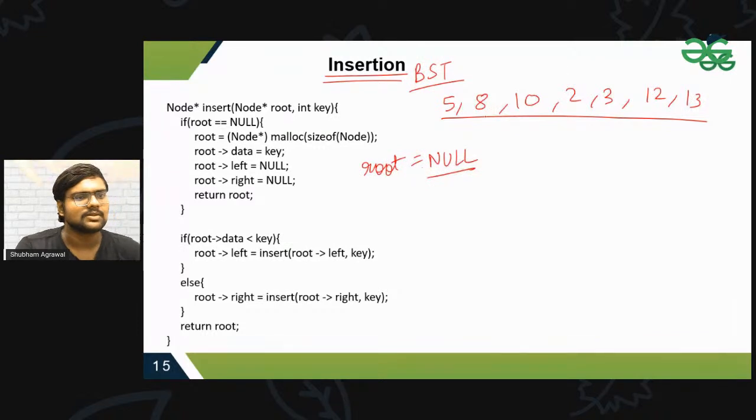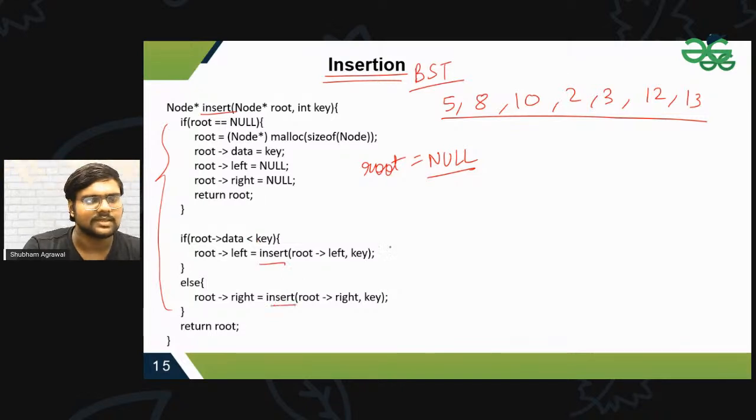So this is the insertion algorithm. It is a recursive algorithm because here we are calling insert again. Let's see how this algorithm works. First we will pass root. Root is null and the key is 5. If root is null, then we will create a node, and in this the root data will be the key. So the key is 5, so 5 is there, and the left and right will be null.